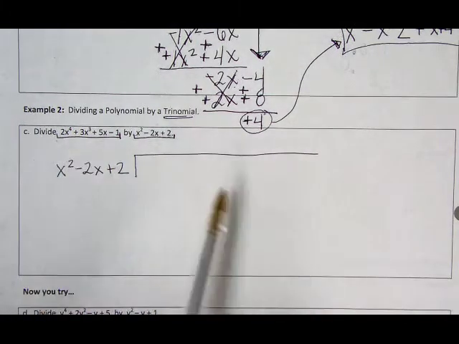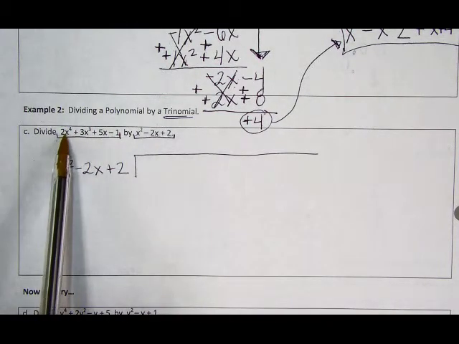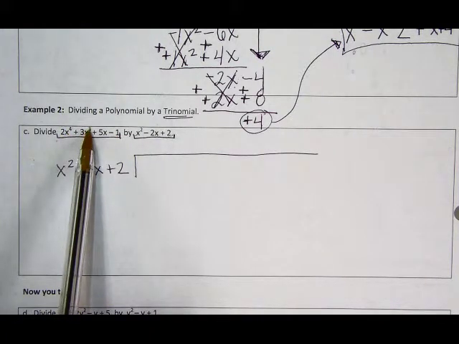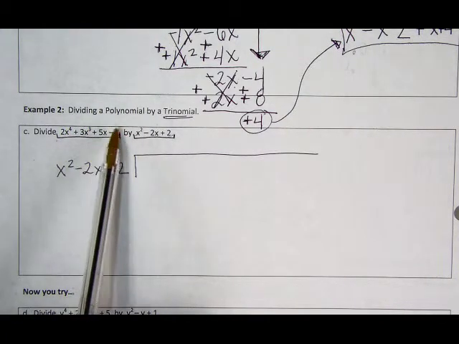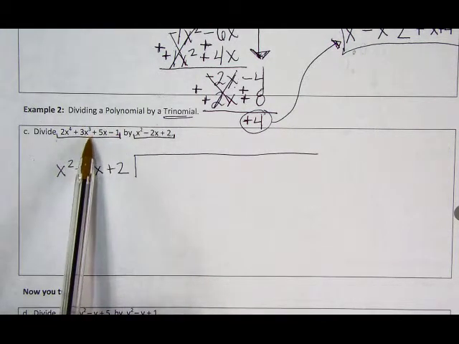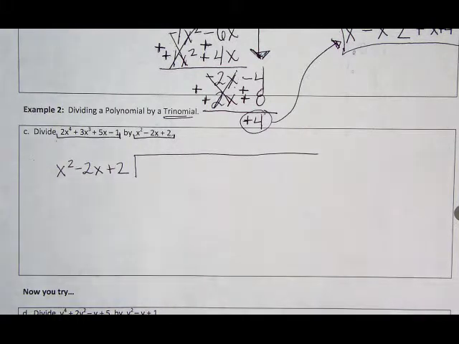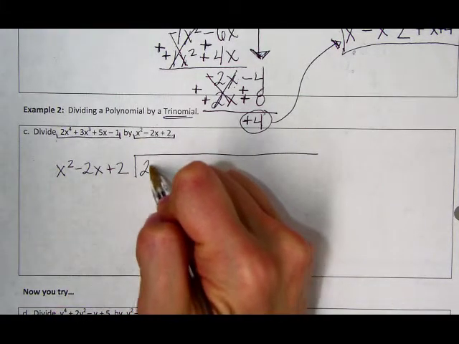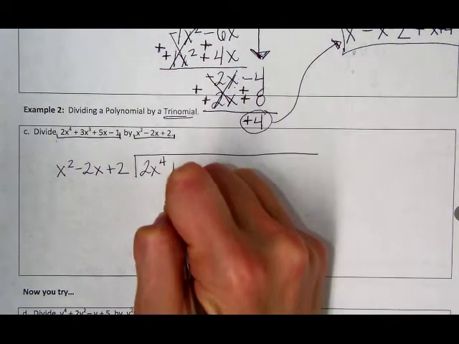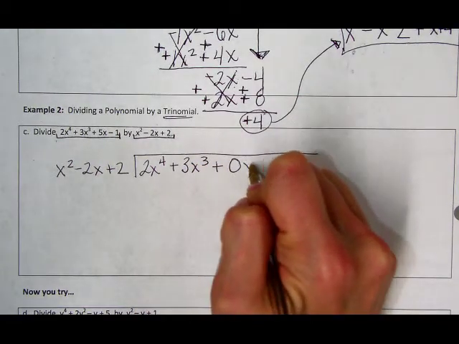Now I want you to notice, before I write it out inside my division symbol, I have an x to the 4th represented. The next one in line is x to the 3rd represented. Then I go to an x and then I go to a constant. So I'm missing an x squared in the middle here, right? I'm not representing my x squared. So I have to fill that in with a 0 so that everything lines up when I divide. So when I write this, I get 2x to the 4th plus 3x cubed plus 0x squared.